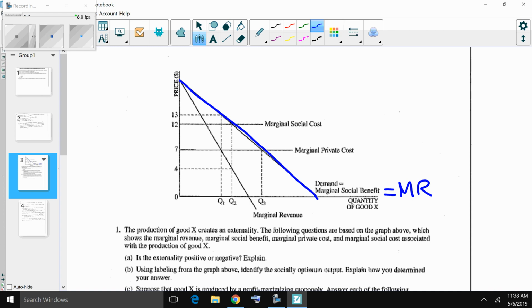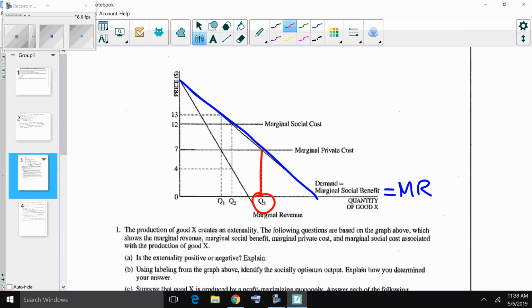Now for D part 1, using the labeling from the graph, identify equilibrium output in the absence of regulation. The answer is MR equals MC, where MR equals the marginal private cost. So our new output would be Q3. In a perfectly competitive industry, MR equals D, so output would be MR equals MPC equals D, which is at Q3 units.